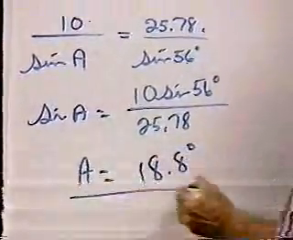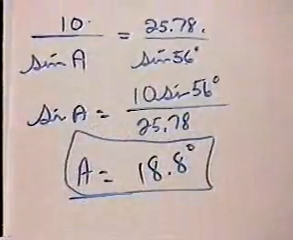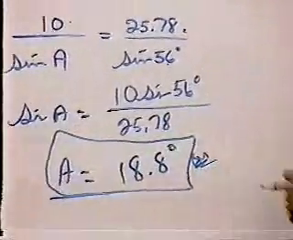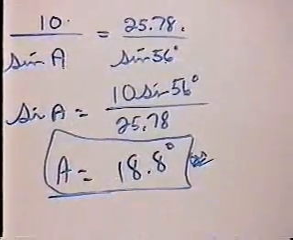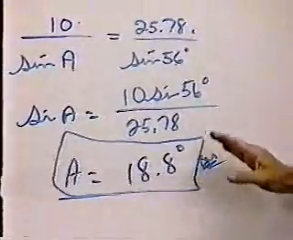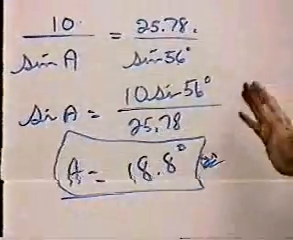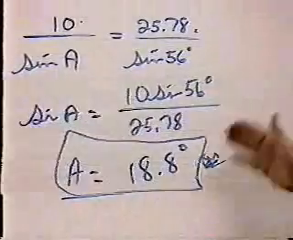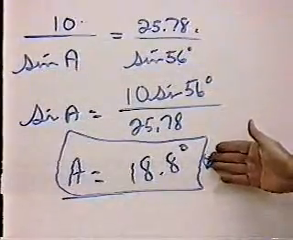18.8 degrees. Now, listen closely. There's no ambiguous case here. You don't have to go figure the other angle. In the law of cosines, you will get just one triangle. So that's the answer. Okay?